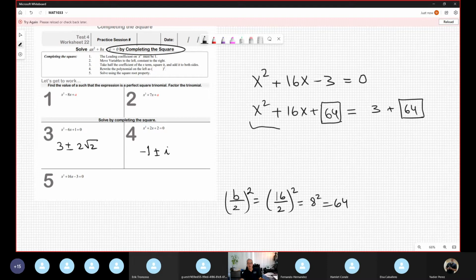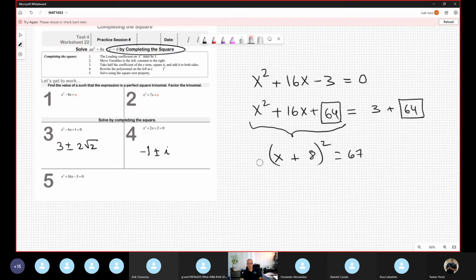Okay, now this trinomial is a perfect square. Nice. We create that situation. Now we have only one parenthesis squared. x gets the square root of this guy, and the square root of this guy is 8. This side is this side. And here we have 67. Okay, no problem. Now, ready to apply the square root.